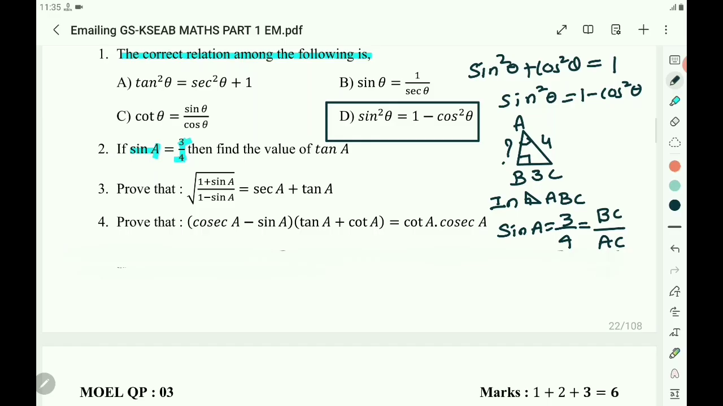Then apply the Pythagoras theorem. Which is the hypotenuse here? AC is the hypotenuse, and AB square plus BC square is equals to AC square. AB square plus BC square equals AC square. Then AB square, BC is 3 square, plus equals 4 square.